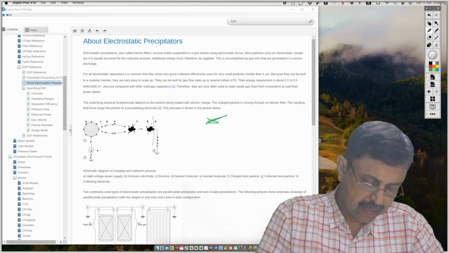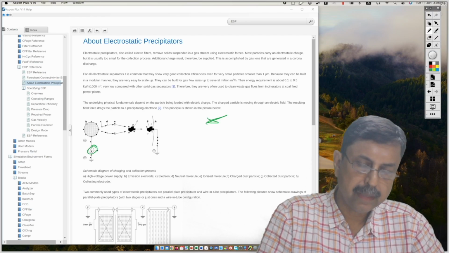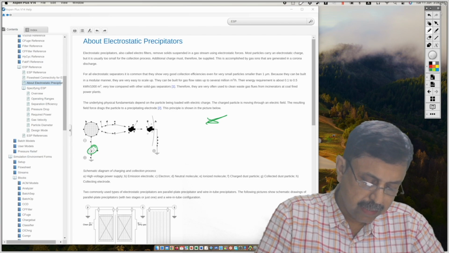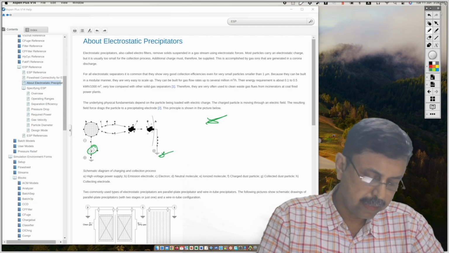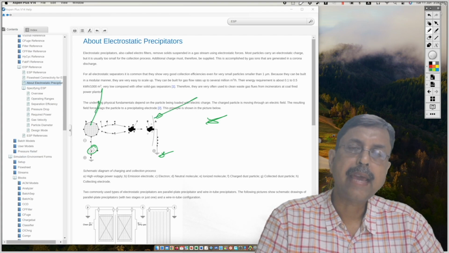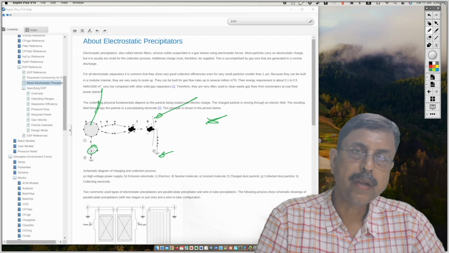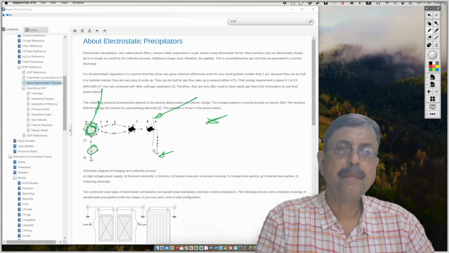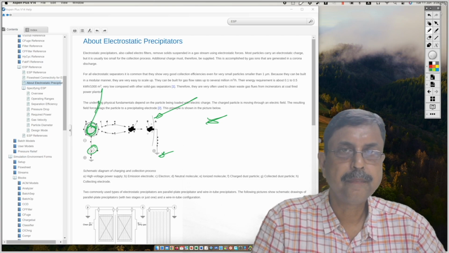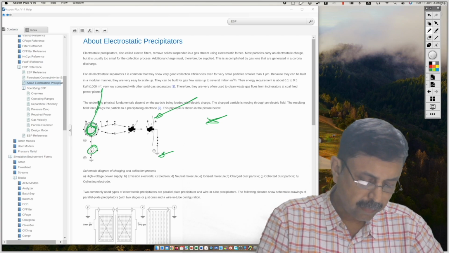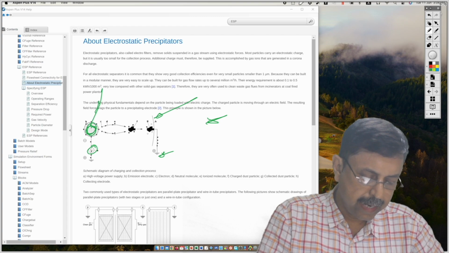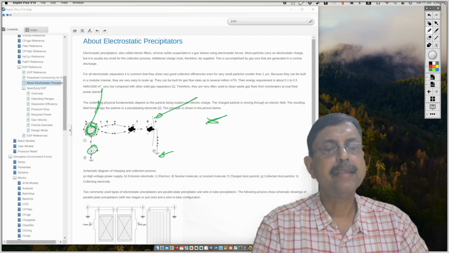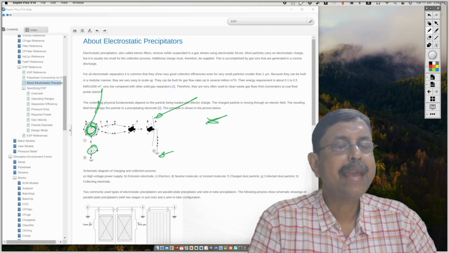Here you will find a high voltage power supply, and this one is at the lower voltage. This one is an electrode, and this one is another electrode plate, or a dust collector plate. This electrode dissipates some electrons at a higher voltage, and these electrons get attached to the gas molecules, and those gas molecules are ionized.